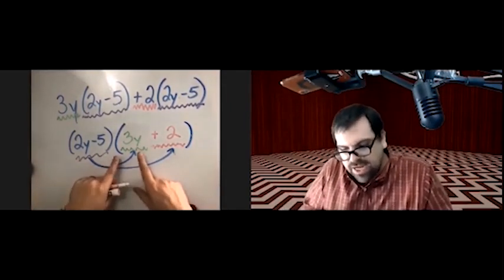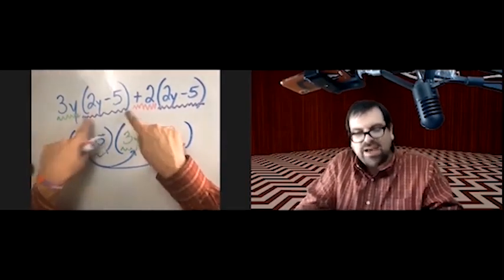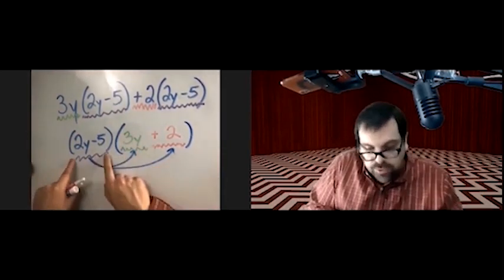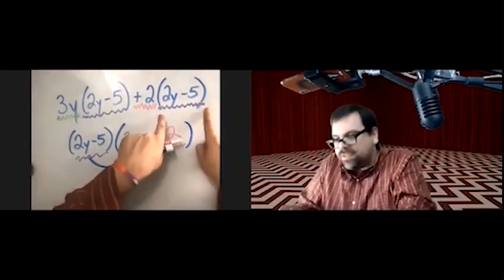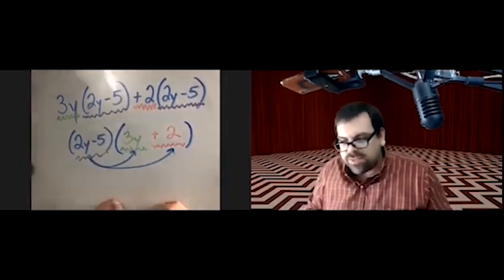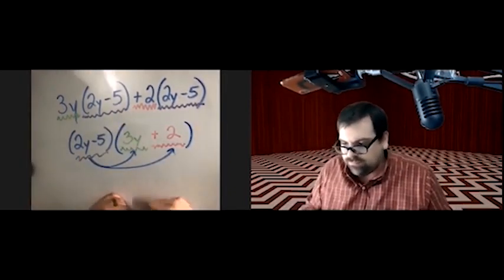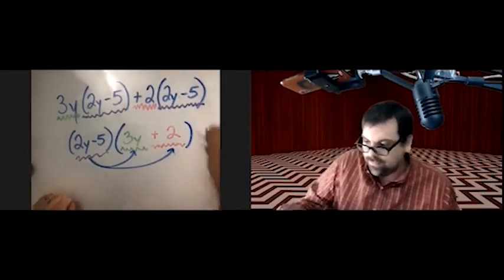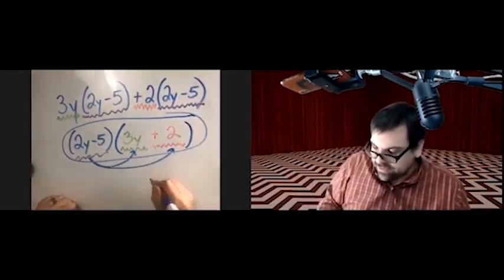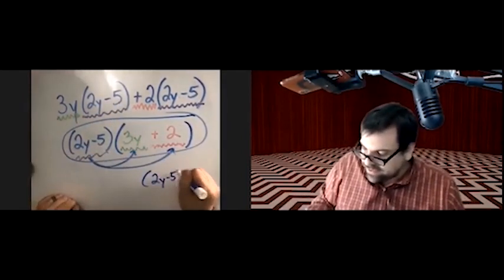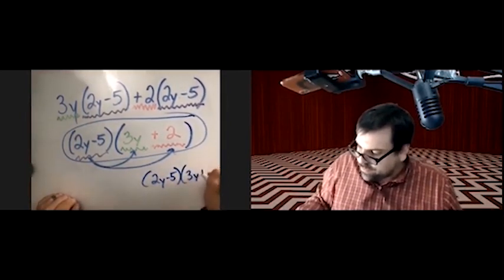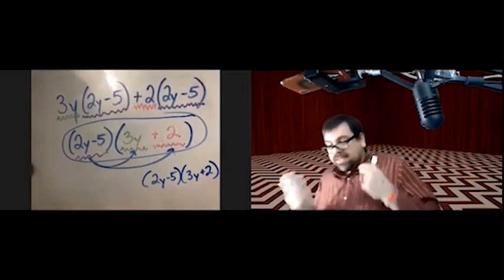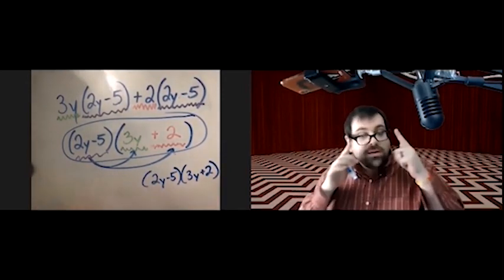2y minus 5 times what is 2y minus 5 times 3y? 3y. 2y minus 5 times what is 2y minus 5 times positive 2? Positive 2. So that's the factored form, the final answer, 2y minus 5 times 3y plus 2. Factored form is allowed to be written in either way.